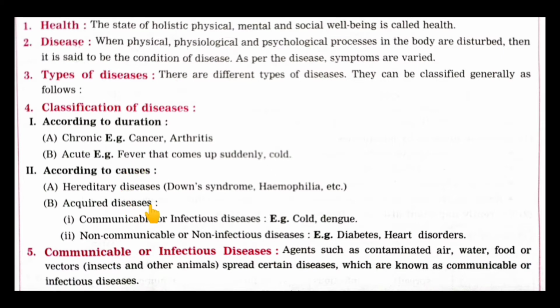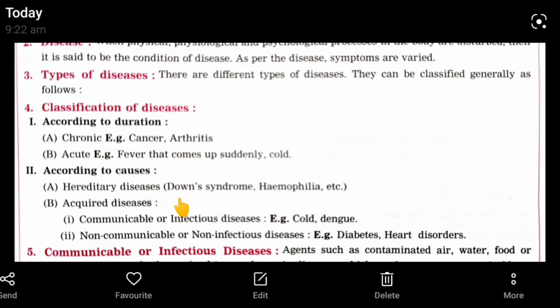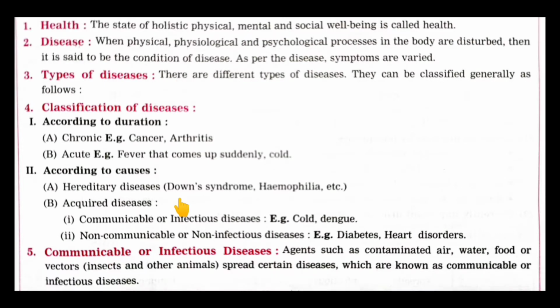Then according to causes, there are different types of diseases. First one is hereditary diseases. Hereditary diseases, as the name indicates, are caused through heredity. From the parents, from the grandparents, we are getting these diseases through heredity. So these diseases are called hereditary diseases. Examples are Down syndrome and hemophilia.